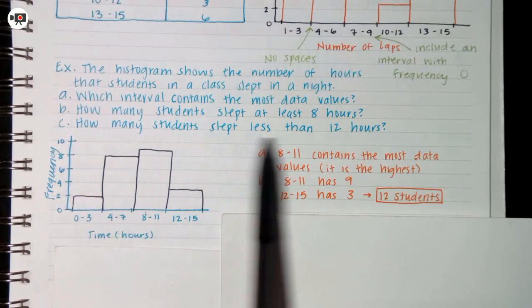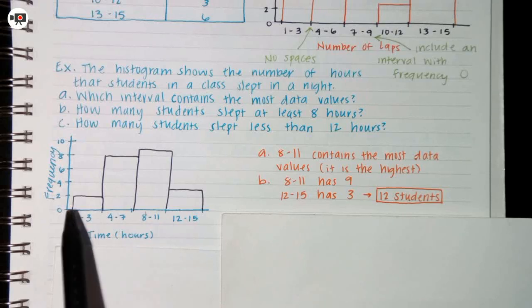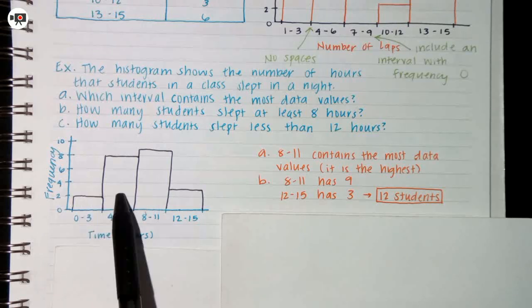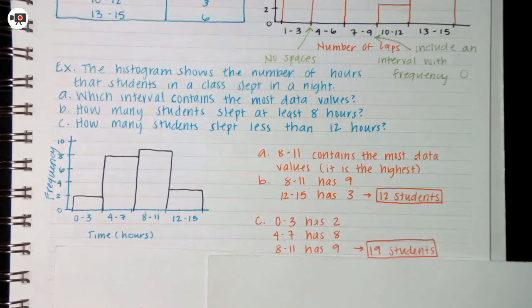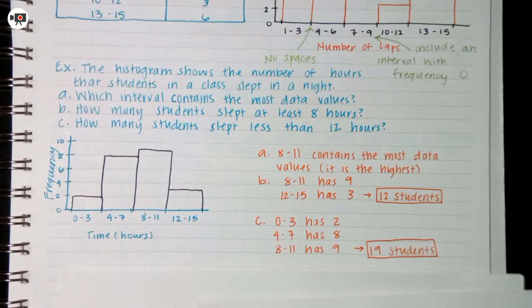And question C says how many students slept less than 12. So less than 12 means 0 all the way up to 11. So I'm going to add all of these three together. So that's 2 plus 8 plus 9, which makes 19 students.